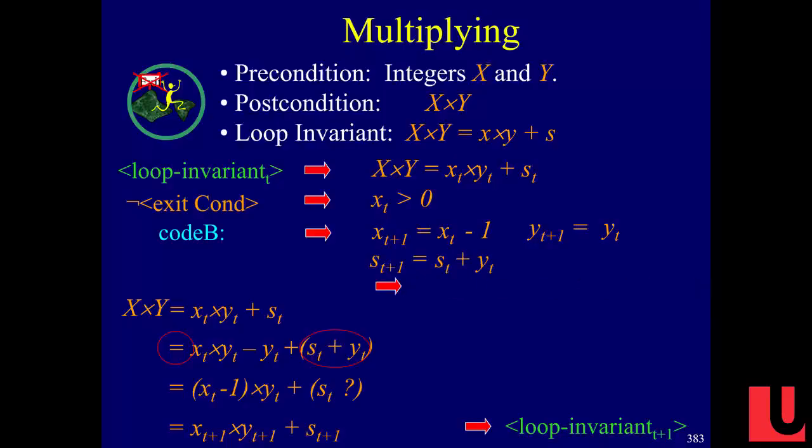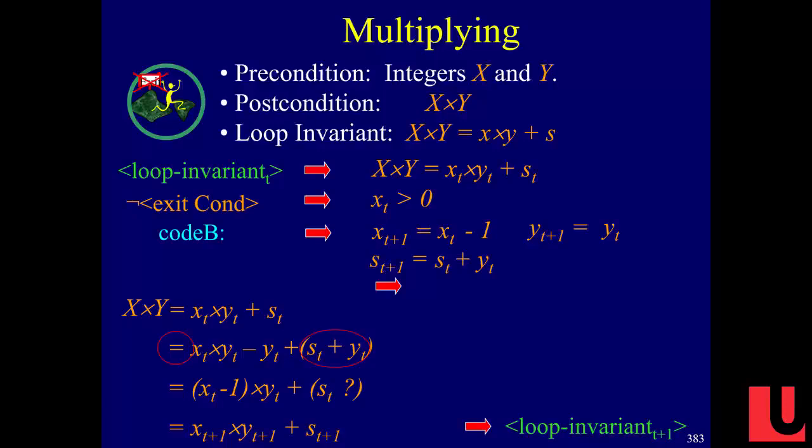So here we get our relationship. And now we have a proof. This proves that we maintain the loop invariant. Everybody got that? Yeah?